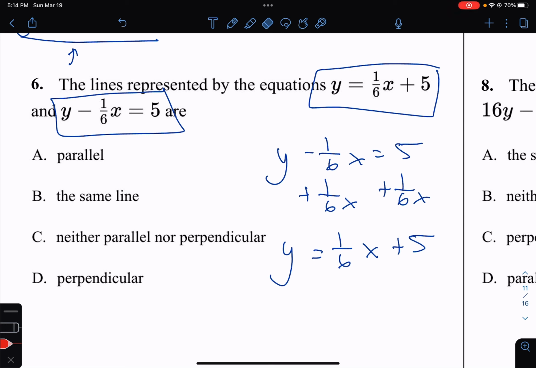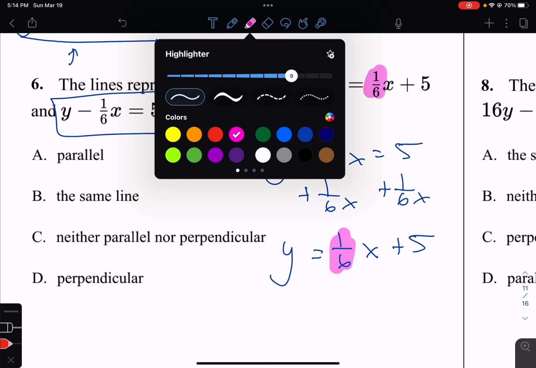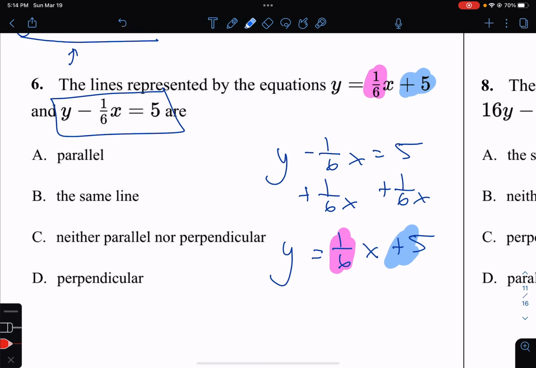So if we look, these lines have the same slope and they have the same y-intercept. All right, so what does that mean? If we've got the same slope and the same y-intercept, we've got the same line.